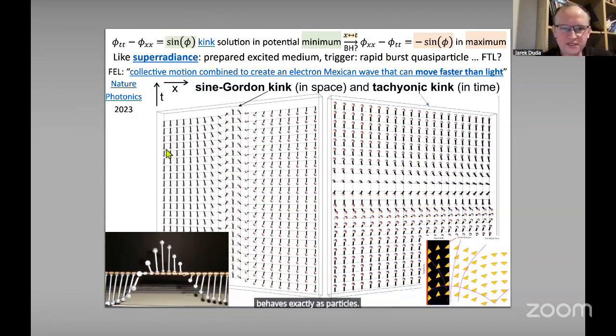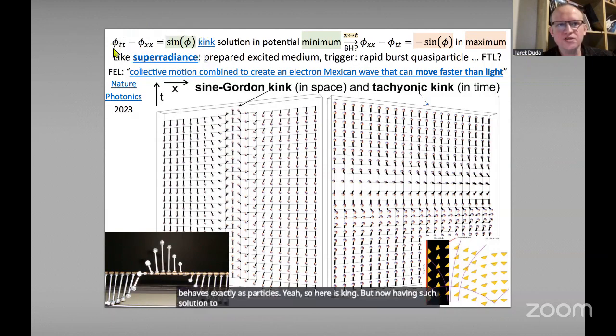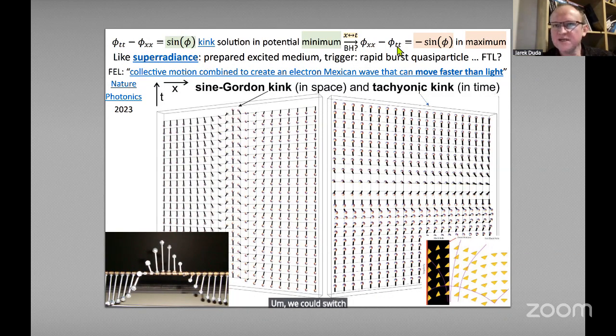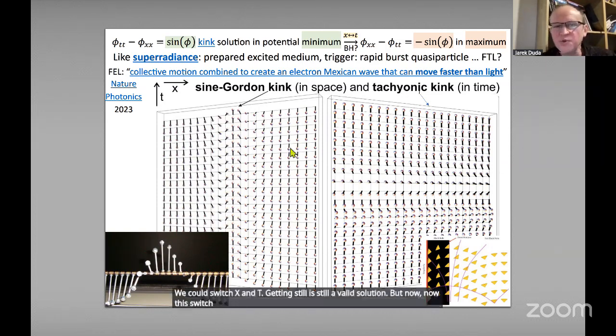Yeah, so here is such king. But now having such a solution to this extremely simple equation, we could switch x and t, getting still a valid solution. But now this switch would be not localized in space, but in time. So this is still a valid solution. And this is literally a tachyon.